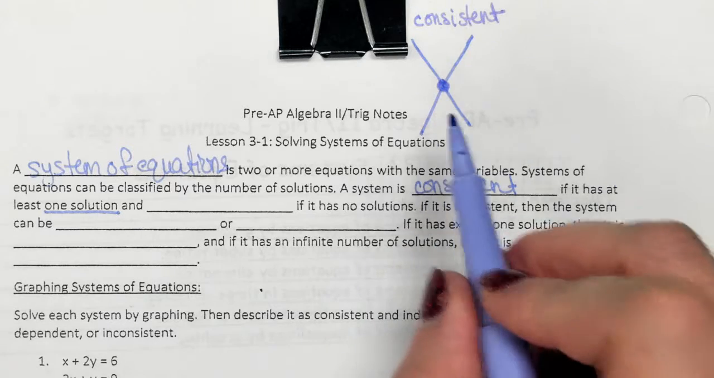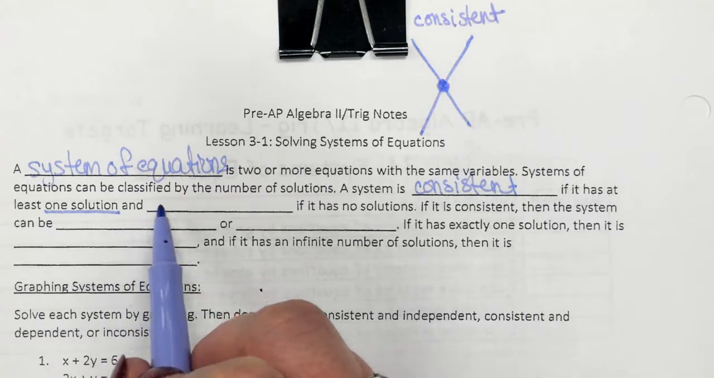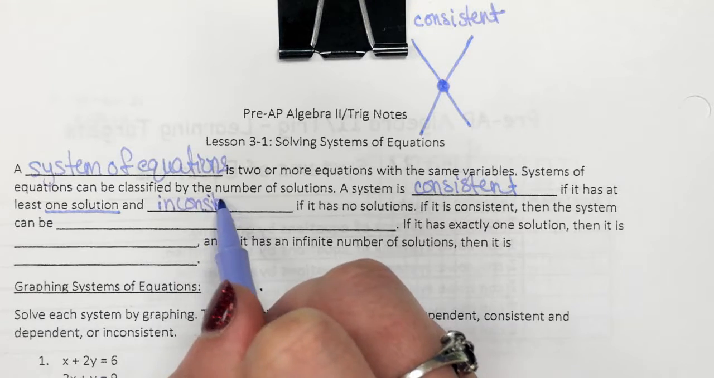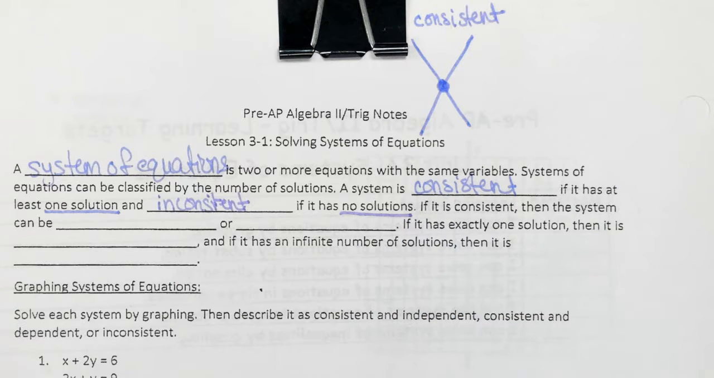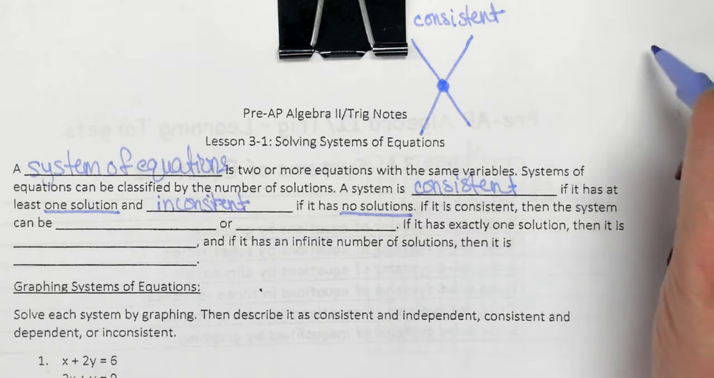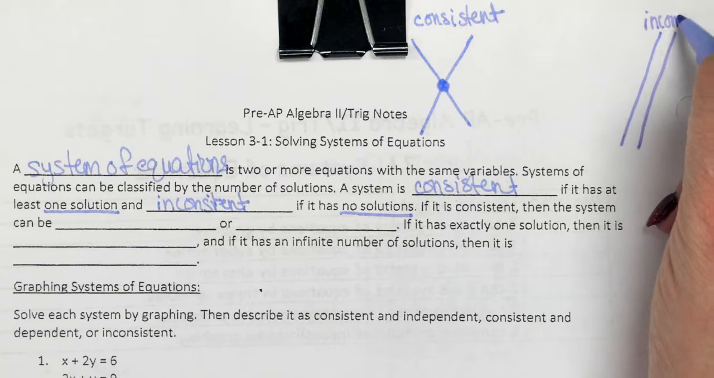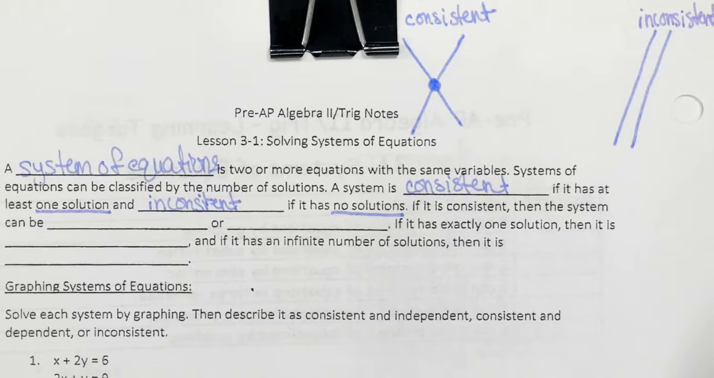There are 3 different types. So let's see. A system is called consistent if it has at least one solution, and it's called inconsistent if it has no solutions. So one solution is where it crosses at one point. No solution would look like what? Parallel lines. Beautiful. All right, leave some space because we're going to put a graph in the middle here. So we're going to do our parallel lines over here, and this one is called inconsistent. Move that over a little bit. There we go.